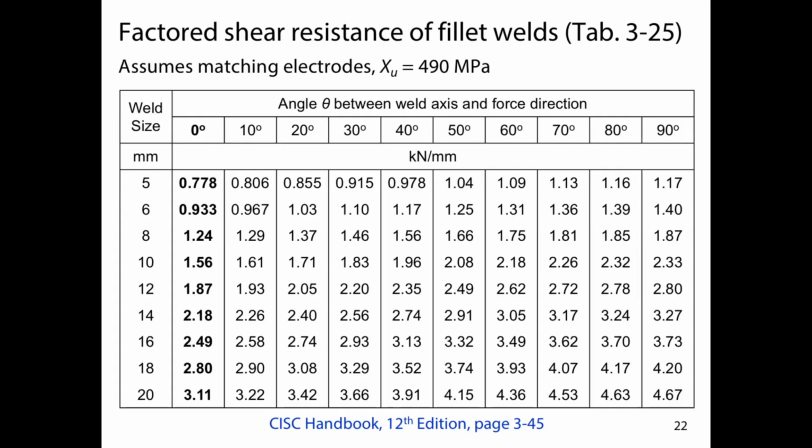We also have a table here for 490 electrodes, or E49XX electrodes, at different orientations. Okay, 0 is bolded because it's most common to have longitudinal welds. There's our same 0.933 there. And we can also use this table to say for our transverse weld, theta is 90, and so little VR for the 90 degree weld is 1.4 kilonewtons per millimeter.